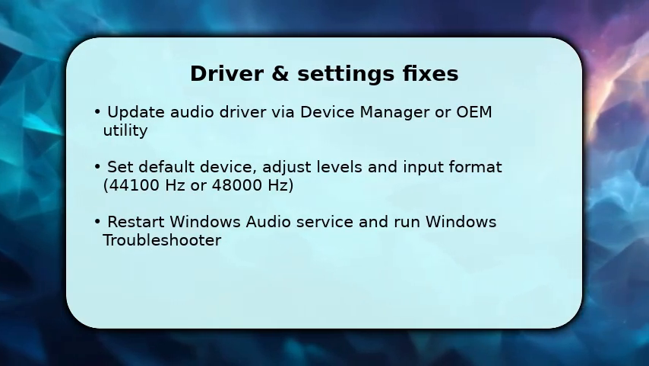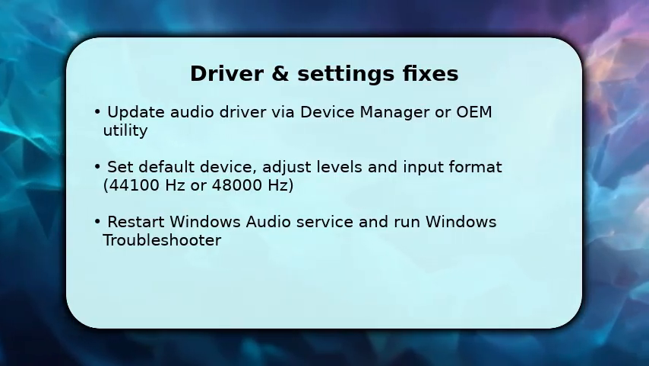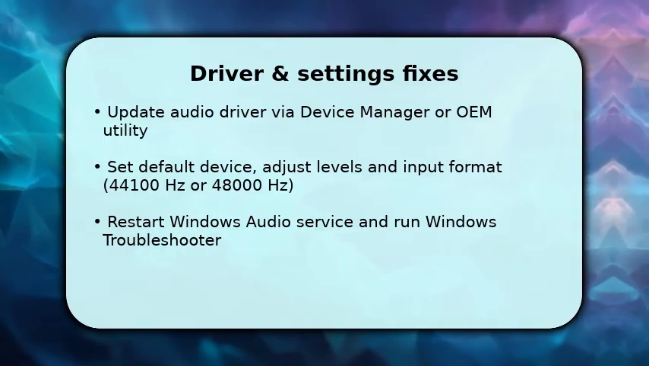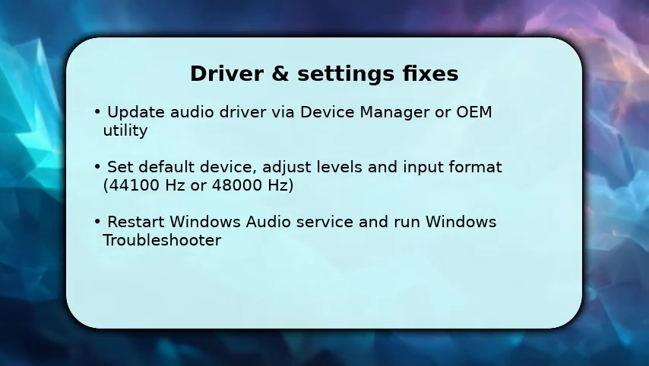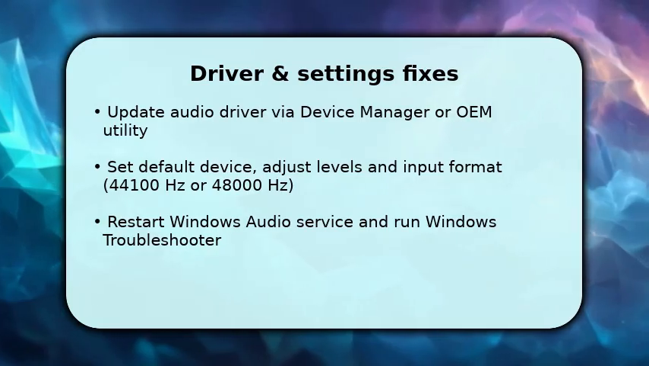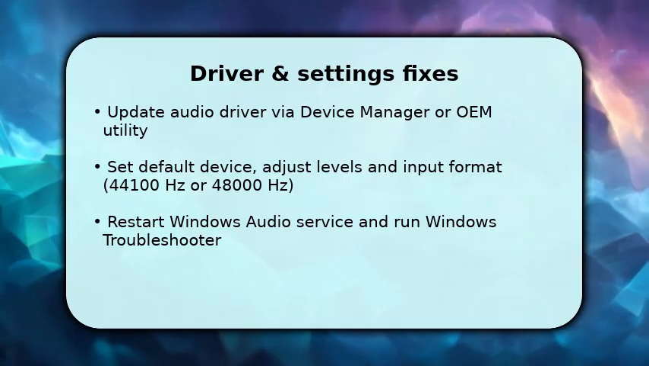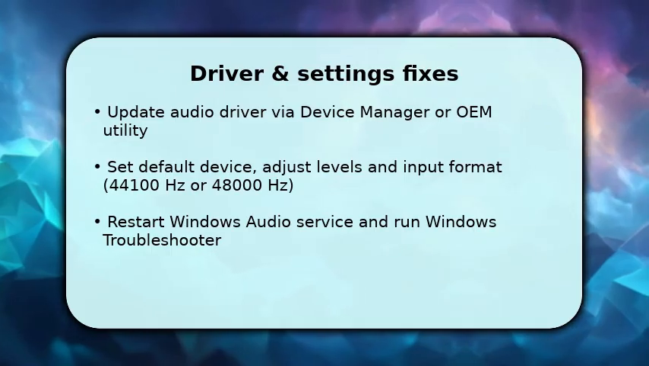Open Device Manager and update your audio or USB headset driver. Use the manufacturer tool if available, because drivers control input behavior. Make sure the mic is the default device under sound settings, then open Device Properties to raise the input volume and pick a common sample rate like 44,100 or 48,000 Hz to avoid compatibility problems.